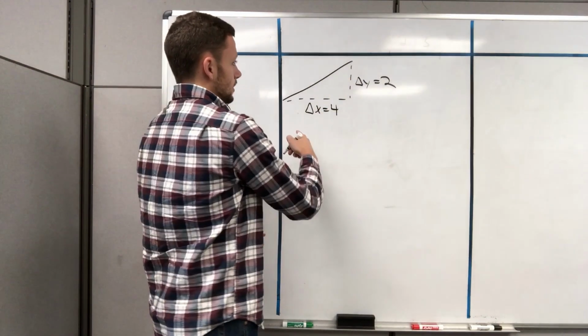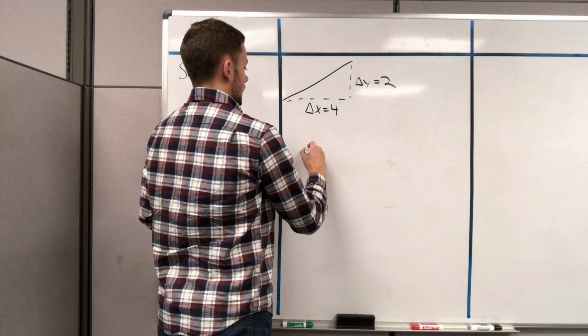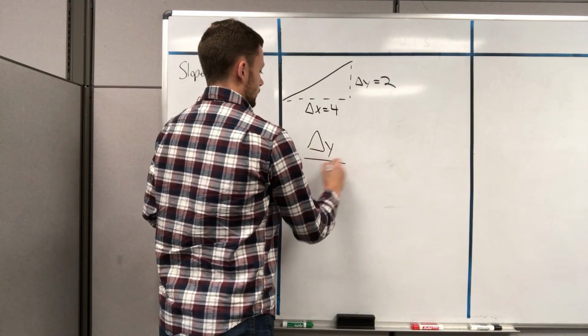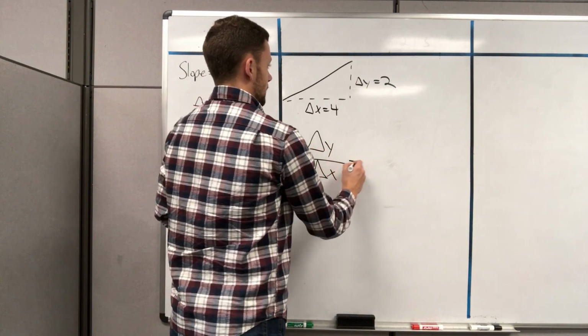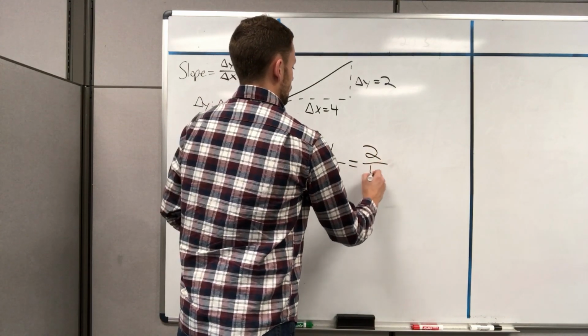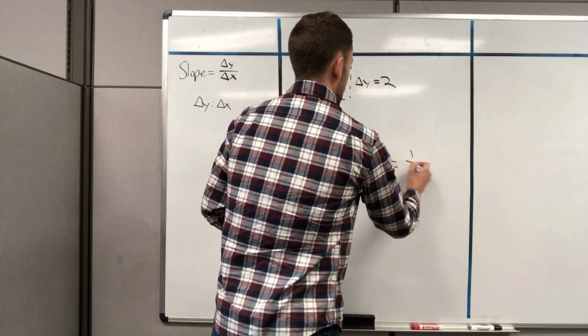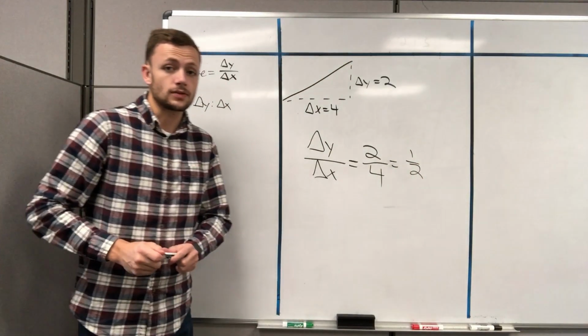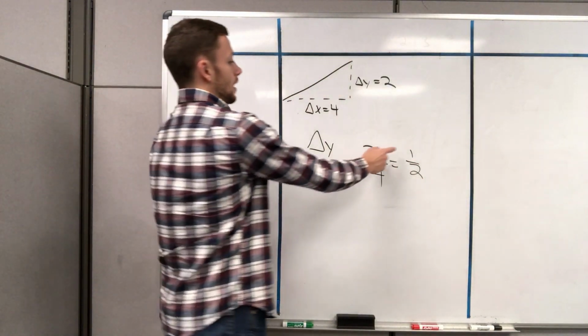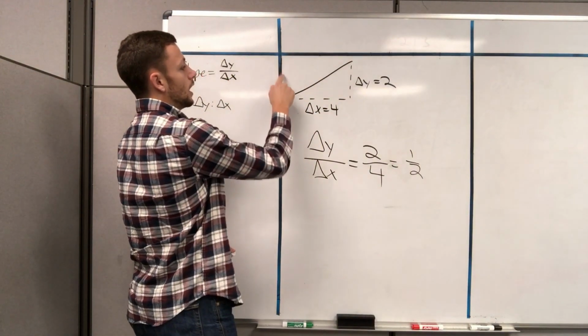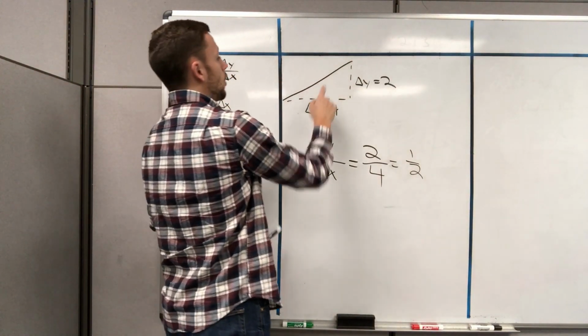So if I'm going to calculate my slope for this line using the slope triangle that was provided to us, and I'm going to put delta y over delta x, then I'm going to have 2 over 4. Now, I can simplify that pretty easily, and so my slope is 1/2. It's a positive slope, and we're growing, but what that means is every single time we go up by 1, we're going over 2.